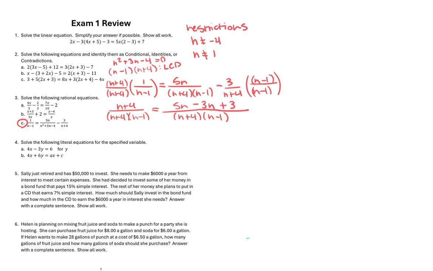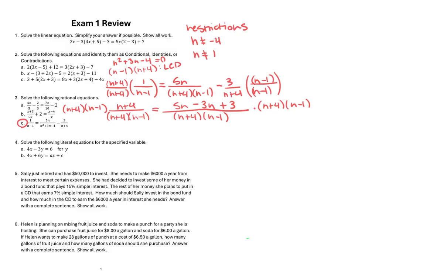Perfect. All right, now let's proceed. I want to get rid of my denominator, so I'll just look at one side and I'll say, okay, I'm dividing by n plus 4 times n minus 1, so let me just multiply both sides by that to get rid of it. Perfect. What do you notice? The denominators are gone. It's beautiful.